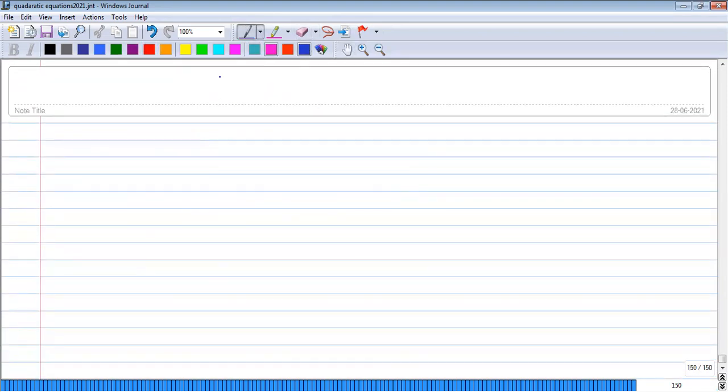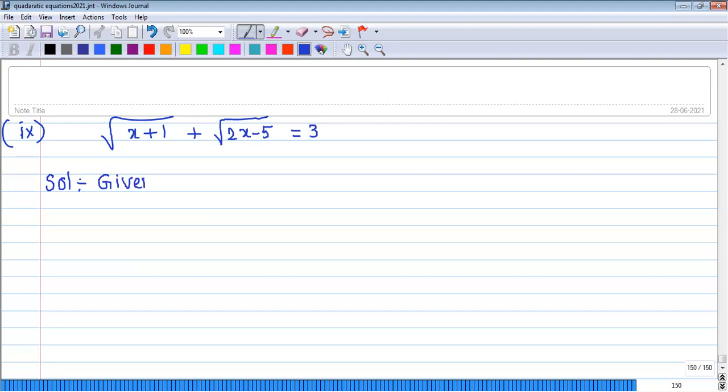Next question, that is the 9th question. Solve root of x plus 1 plus root of 2x minus 5 equals 3. I repeat, root of x plus 1 plus root over 2x minus 5 equals 3. Now the solution. Given: root over x plus 1 plus root over 2x minus 5 equals 3.